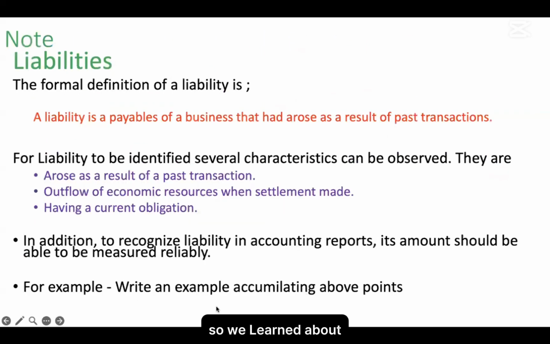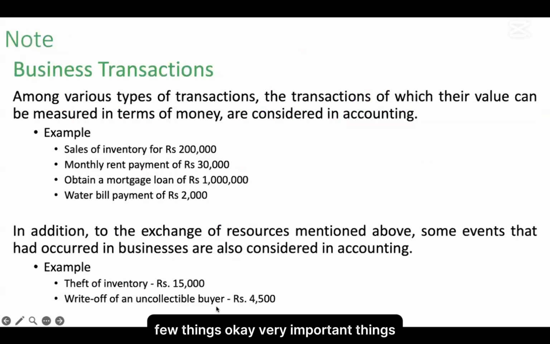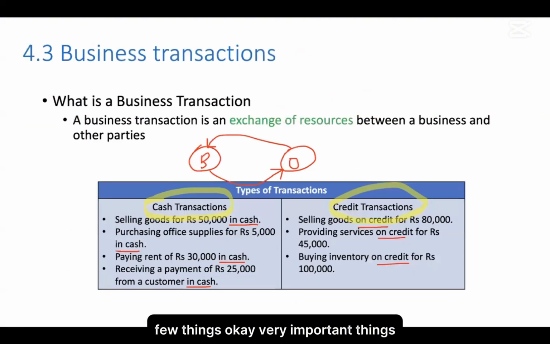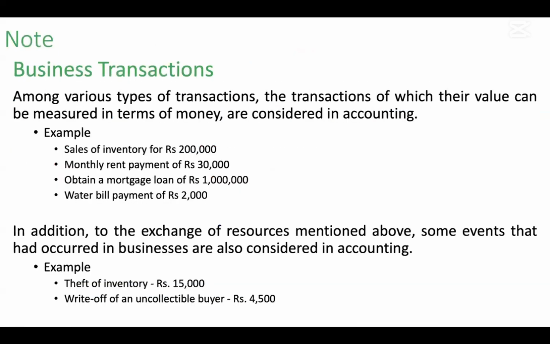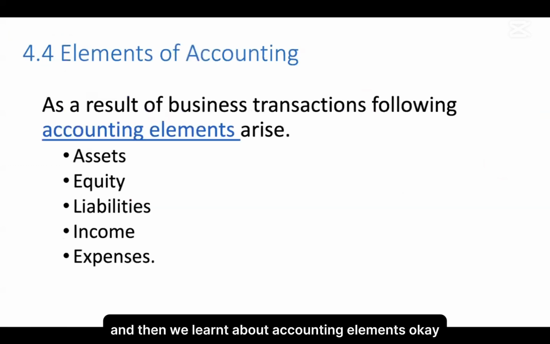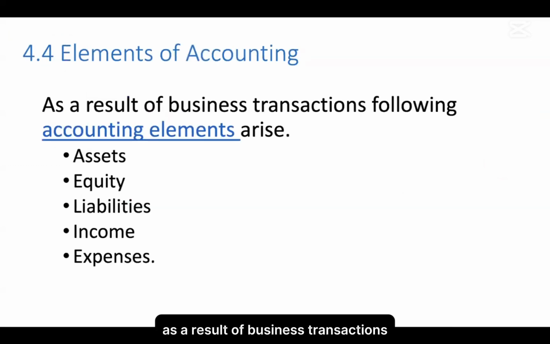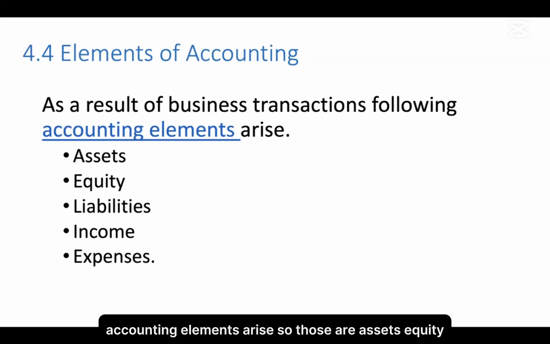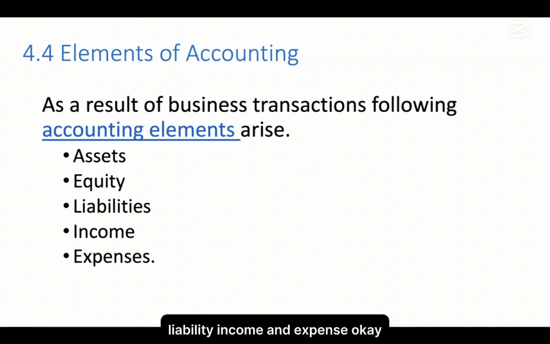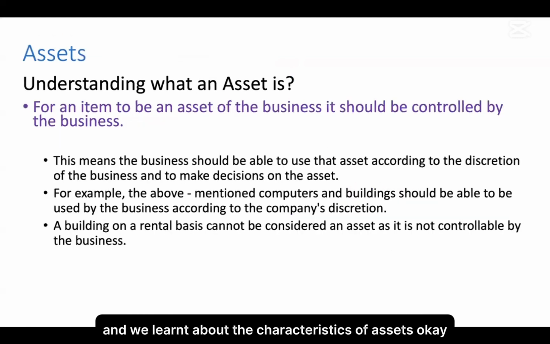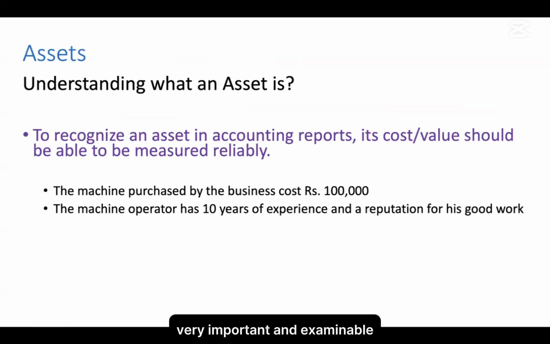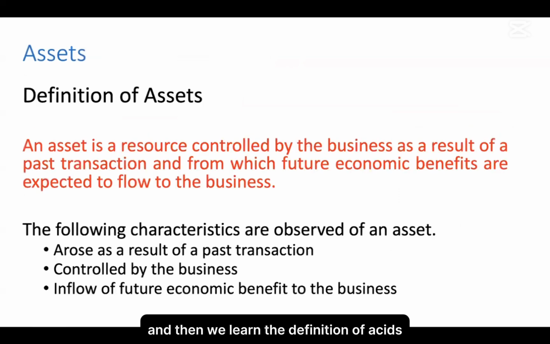So we learned a few very important things. We learned about business transactions, cash transactions and credit transactions. And then we learned about accounting elements. As a result of business transactions, accounting elements arise. Those are assets, equity, liability, income, and expense. We learned about the characteristics of assets, very important and examinable. And then we learned the definition of assets, very important and examinable.